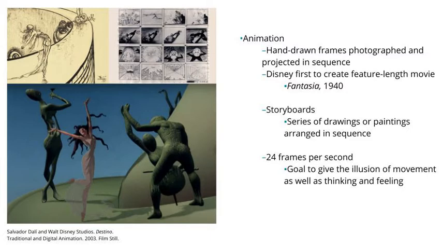Now, the example I have here is a Walt Disney animation, but it's not Fantasia. It's a collaboration Walt Disney had with Salvador Dali called Destino. And at the bottom, I have a screenshot from the actual animated film. And then at the top, I've got some of the concept art, and I've got an example of what a storyboard looks like. So this was one of Salvador Dali's storyboards for this film.